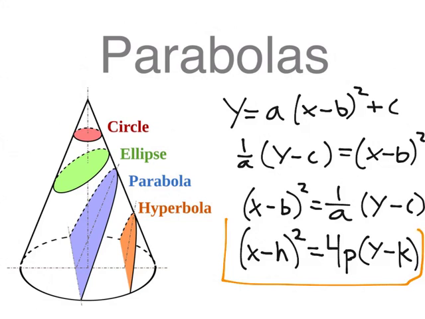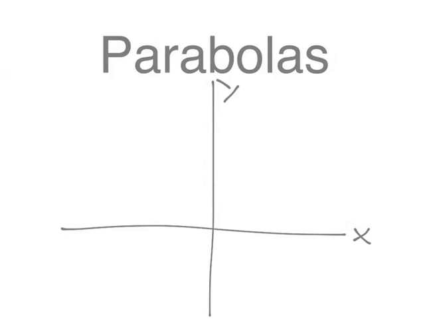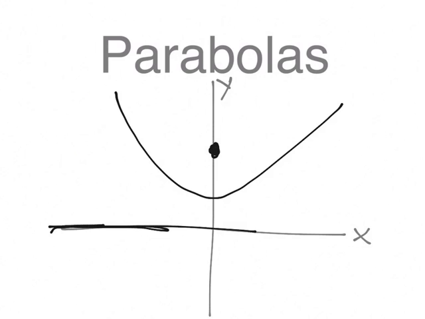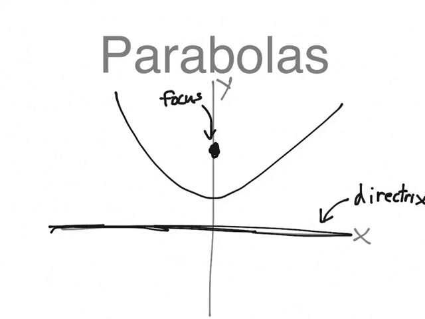This is very special to parabolas, at least parabolas that open up or down. We're going to go over what all these letters mean now. I can draw my axes for a graph here. And now, let me draw a parabola. The parabola has a special point called a focus and a special line called the directrix. Each parabola has only one focus and one directrix specific to that parabola.